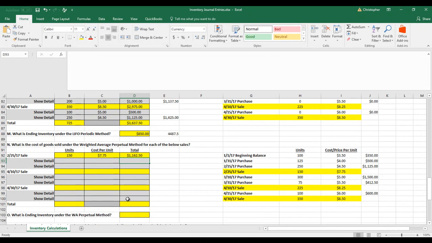Now what we need to do with weighted average, the whole point of that method, we're not using individual layers. Instead, we're getting a weighted average cost per unit based on all layers available at that time. So it's a cost per unit. So let's go ahead and add up these three layers that we have available at that time. We have a total cost of inventory right now of $1,975, and that is for 475 units.